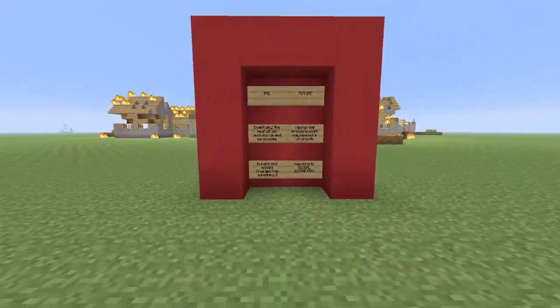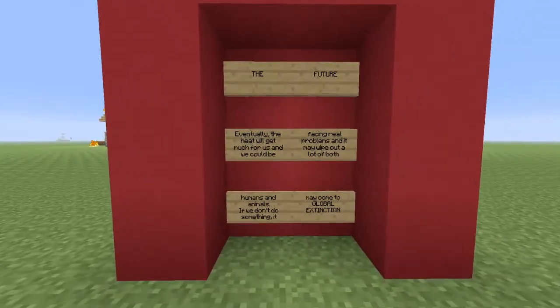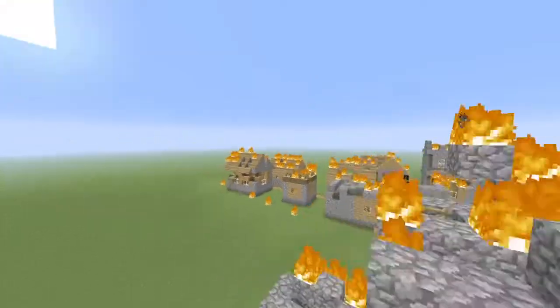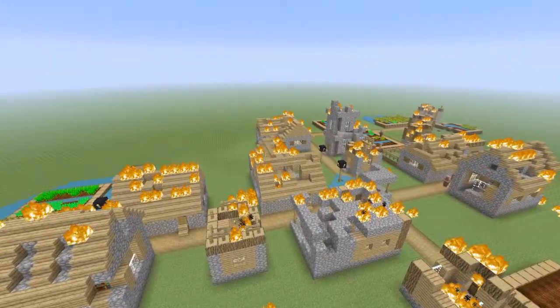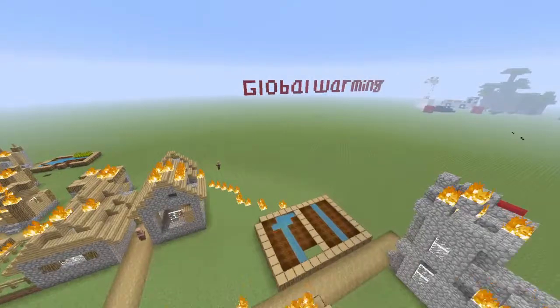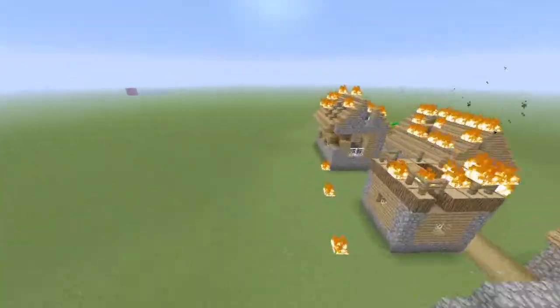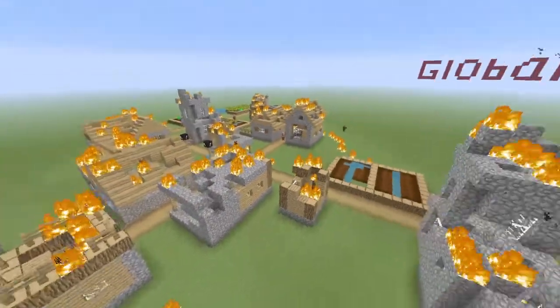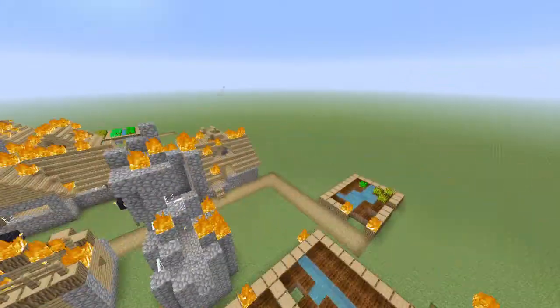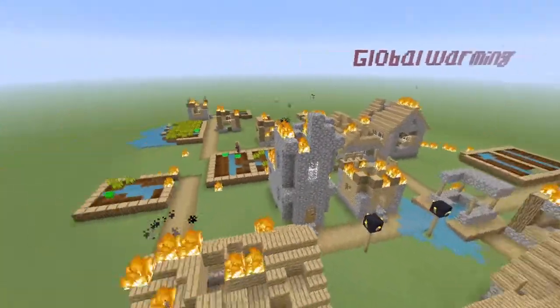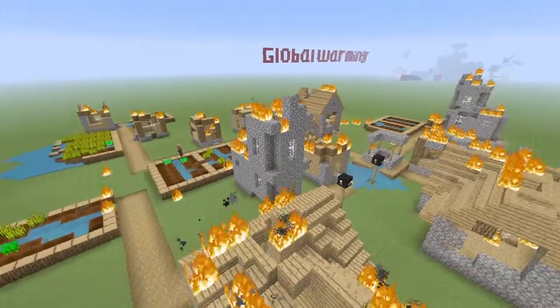And now we have the future. Eventually the heat will get too much for us and we could be facing real problems, and it may wipe out a lot of both humans and animals. If we don't do something, it may come to global extinction. We've burnt a village because in the future, if it gets too hot, our houses could just randomly combust and start burning, as well as increased storms and natural disasters.